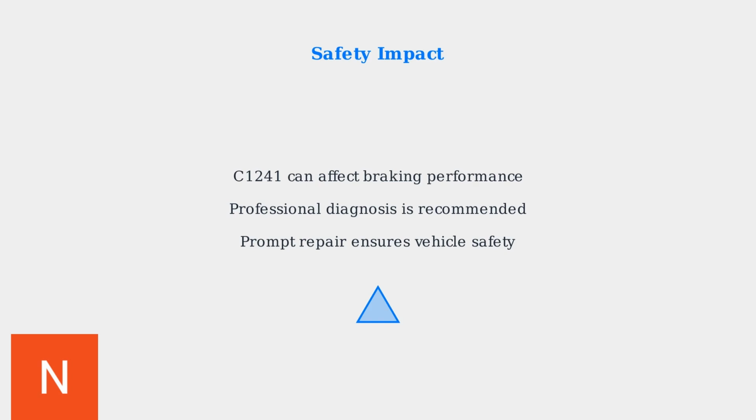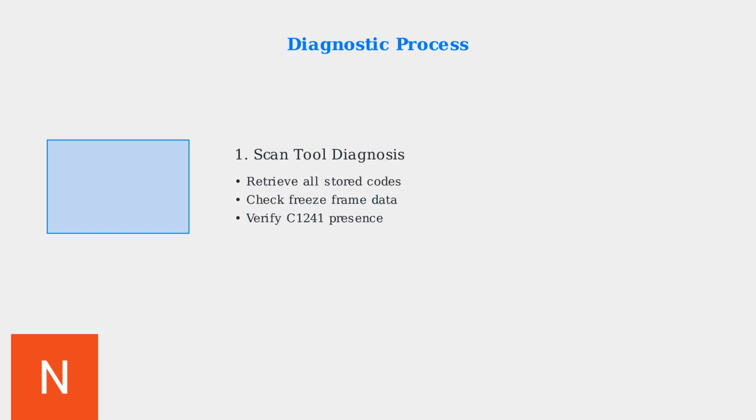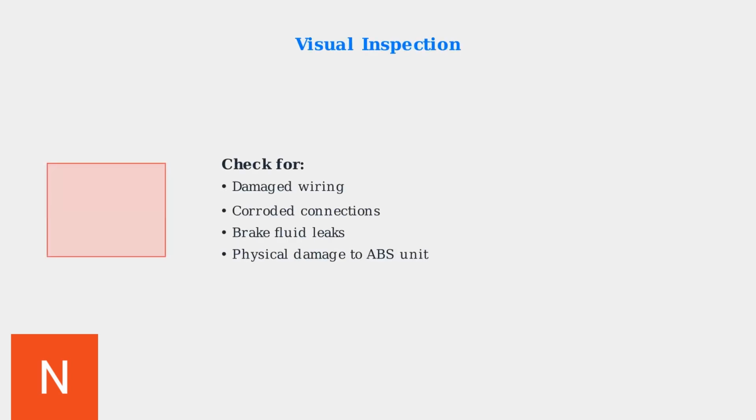Troubleshooting C1241 begins with proper diagnostic procedures. The first step is using an OBD2 scan tool to retrieve all stored codes and freeze frame data from the vehicle's computer system. Next, perform a thorough visual inspection of the brake system components. Look for obvious damage, corrosion, loose connections, or brake fluid leaks that could cause the C1241 error.